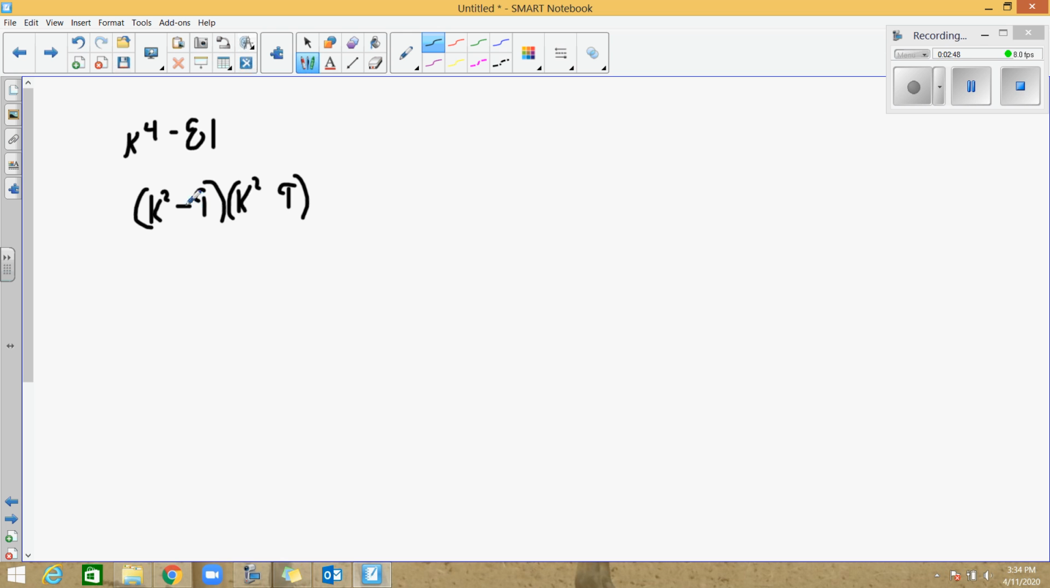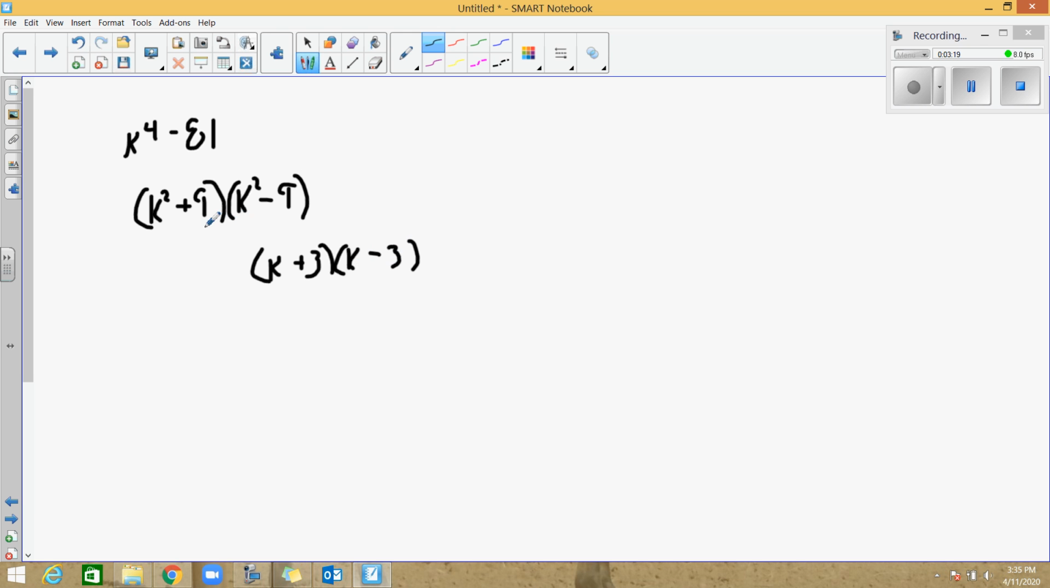And to get rid of my middle term is a positive and negative. So there's my answer. The problem with this answer is it's not completely factored. It has to go all the way to prime. Now, the k squared plus 9 is prime. We can't do that, and I'll explain that here in just a second. The k squared minus 9 is another difference of squares, so we can actually go another set of binomials, plus and minus. Square root of k squared is just k, and the square root of 9 is 3.